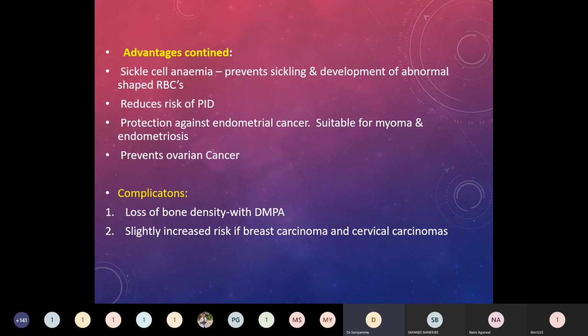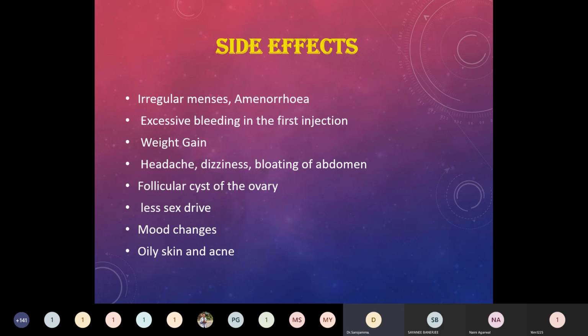Complications are quoted in a few of the research papers: loss of bone mineral density if used for more than 2 years, and increased risk of breast carcinoma and cervical cancers. Side effects are irregular, like any other hormonal progesterone preparations.